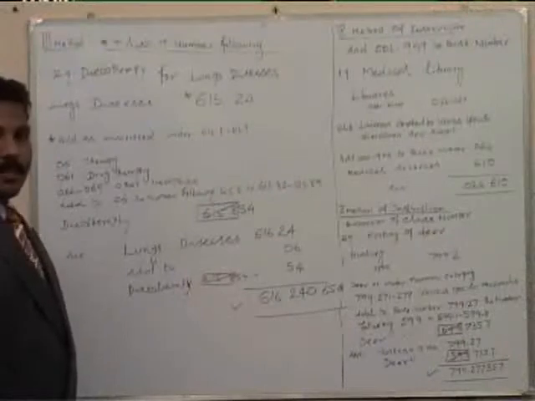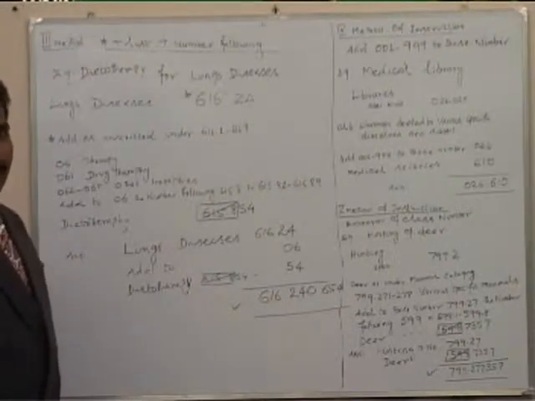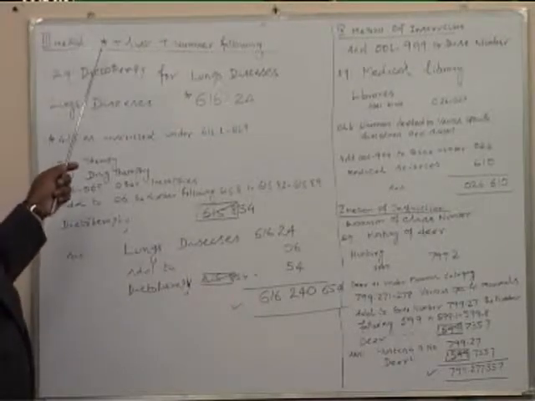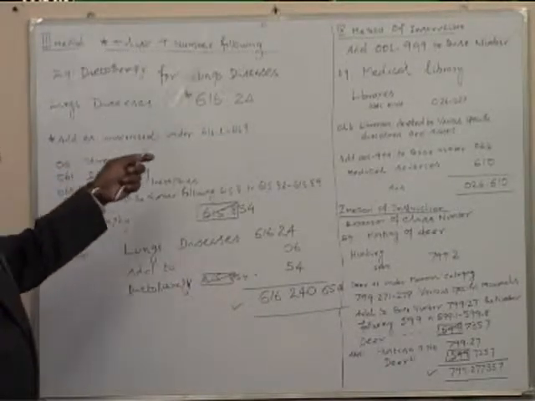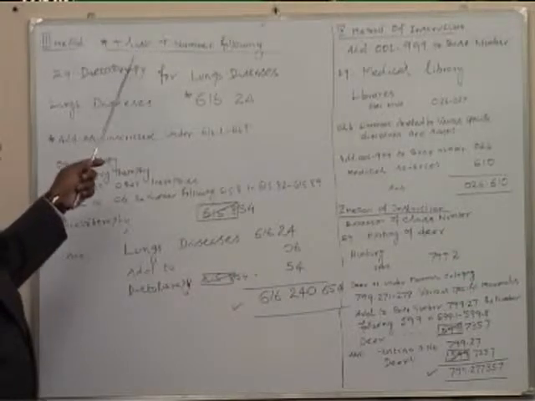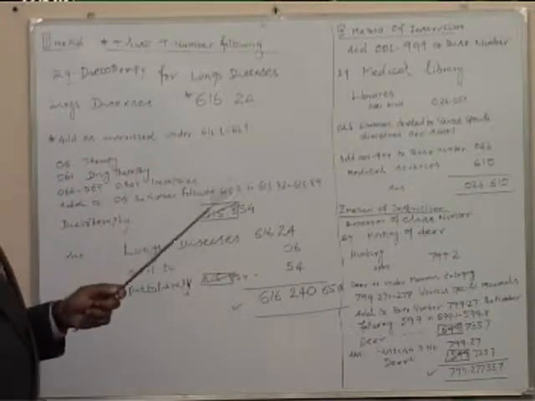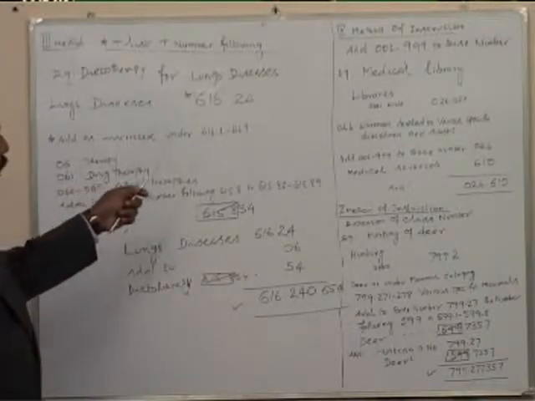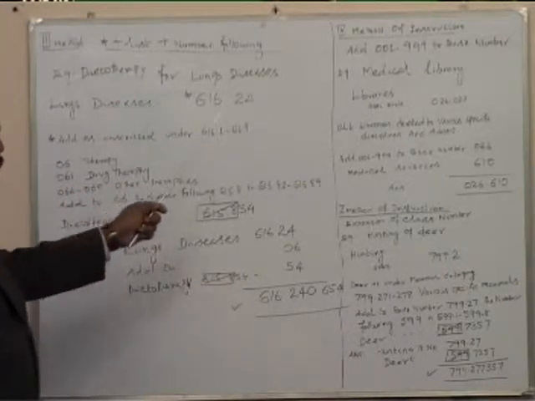Let us see the third method of number building in Dewey Decimal Classification. So now you can see here the third method: asterisk plus list plus number following. Let me explain with an example here. Dietotherapy for lung diseases.